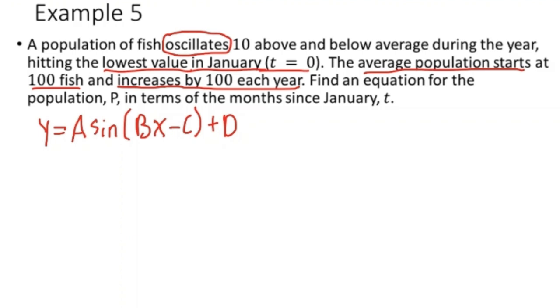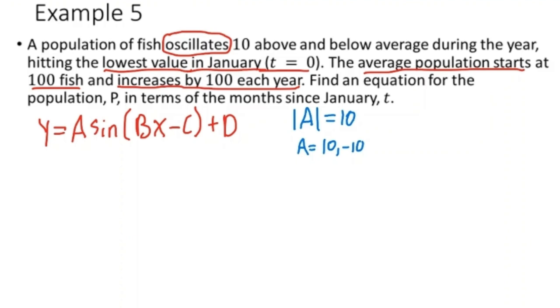Now, to start, we're going to first try to identify A, B, C, and D. And as we go, we're going to determine if these values are constant or not. Starting off with A. A is tied into our amplitude. We're told that the population oscillates 10 above or below the average value. So our absolute value of A will equal 10, since the oscillation above or below the average value would represent the maximum displacement or the amplitude, which means A would either be 10 or negative 10. Our choice of sign is going to depend on which is most convenient to us at the moment.